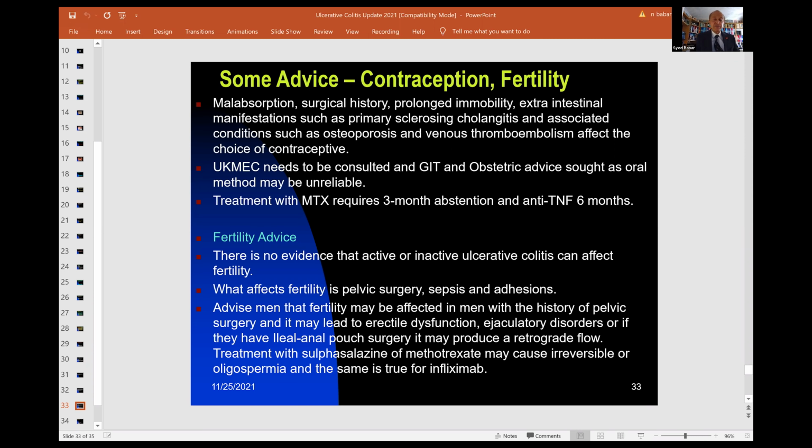Similarly, when women have had pelvic surgery, surgery for adhesions, and if men have had treatment with biologics and some of the conventional medications, then there would be erectile dysfunction, sluggish movements of sperm, and in women there would be problems of implantation of pregnancy, and therefore expert advice should be sought for these.